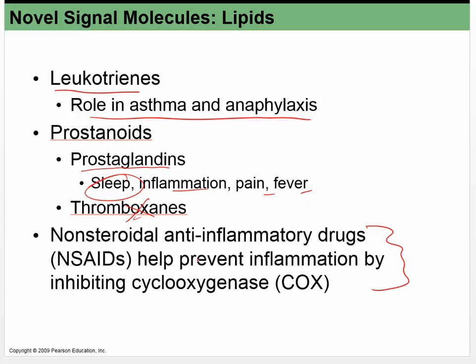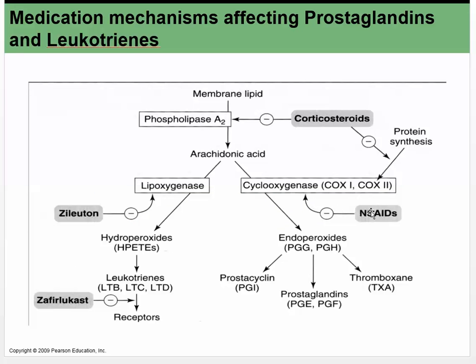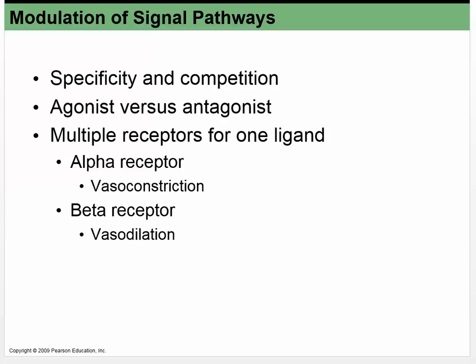And that's the other thing I mentioned. Non-steroidal anti-inflammatory drugs help prevent the inflammation by inhibiting this cyclooxygenase or COX. And again, I've already shown this, but that's what we see here in NSAIDs. They block cyclooxygenase. So this arachidonic acid can't turn into these things. Okay. All right. So hopefully that makes sense.